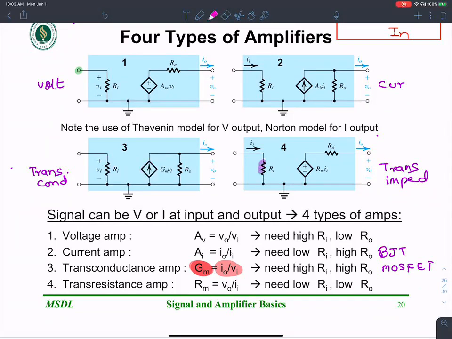Similarly, if the input is a current and the output is a voltage, then we have a transimpedance, a transresistance amplifier. Corresponding to that, we can define a gain of Rm, which is output over input. So the gain is always output over input. Okay, so this is what we discussed in the last class.